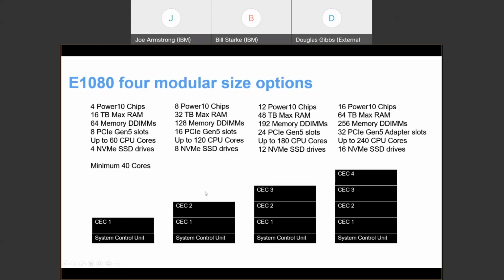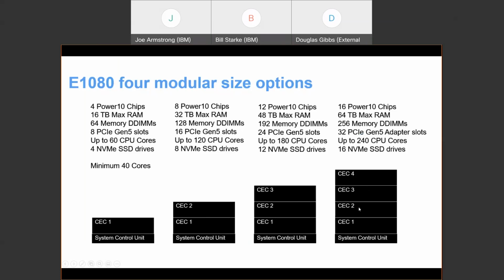But if we look at it, since it's pretty darn close, up to a 4 CEC system, 16 sockets in them, 4 in each CEC, 64 terabytes of memory, so we've still got lots of memory there, lots of PCI adapter slots, and up to 240 cores if you use the 15-core option in each of these. So we're going to look at all of that in a little bit more detail.